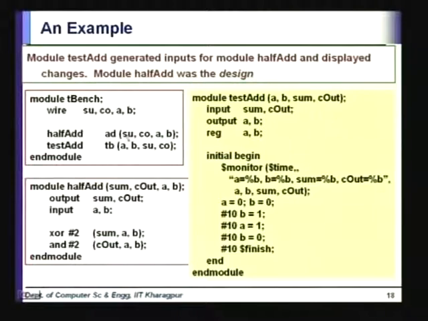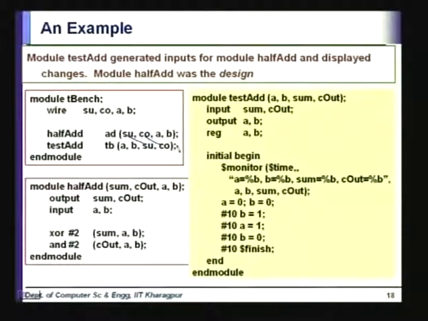This SU is this SU, this CO is this CO. These are your inputs, sum and cout, and these are the outputs. The first two are the outputs for the half adder. The last two are the inputs of the testAdd. So it's the positional parameters, just like you have in C. So you link it up like that.